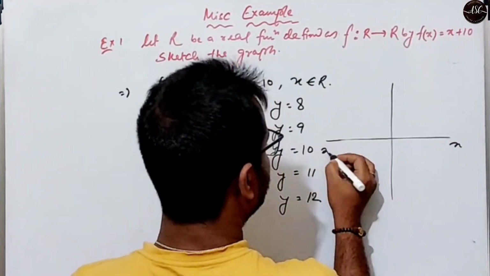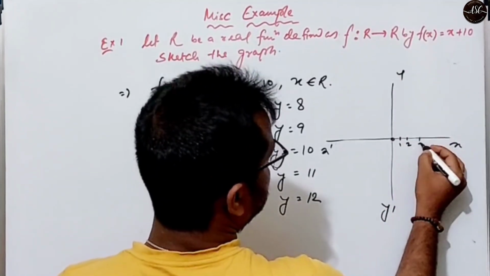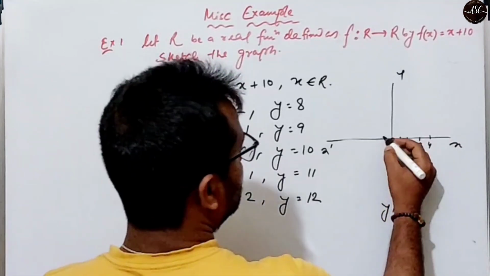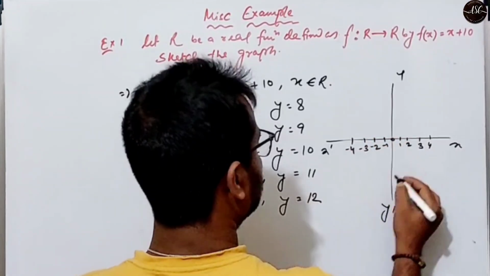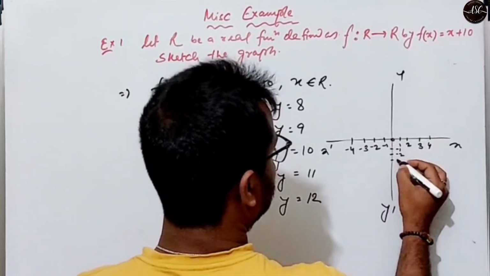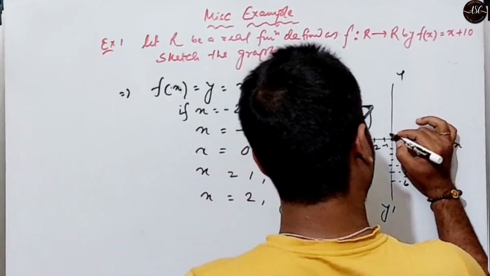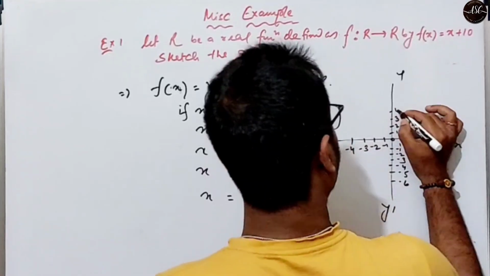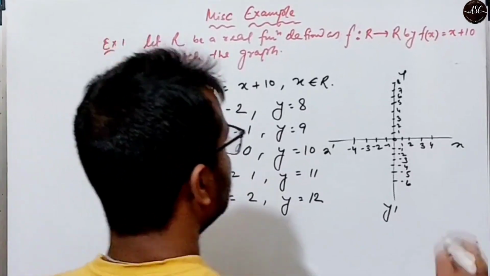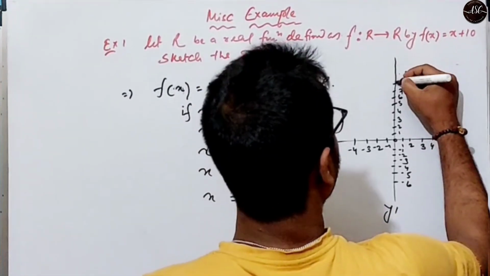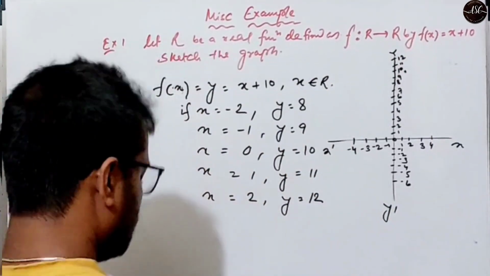So this is x dash, y dash, this is y, this is the origin. 1 2 3 4, minus 1 minus 2 minus 3 minus 4, minus 5 minus 6. Here 1 2 3 4 5 6 7 8, and 9 10 11 12 also, this is y. So now put the values of this.